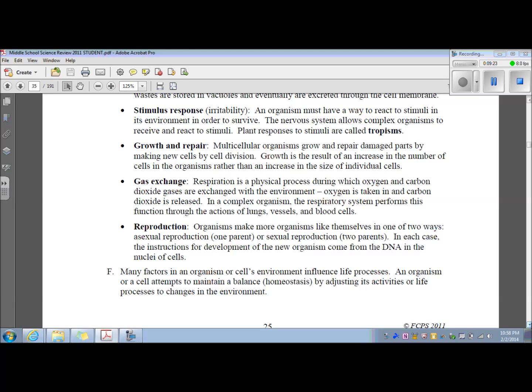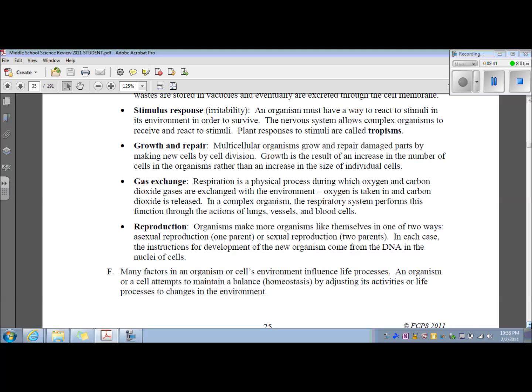Growth and repair. Multicellular organisms grow and repair damaged parts by making new cells by cell division. Growth is the result of an increase in the number of cells in the organism rather than an increase in the size of the individual cells.